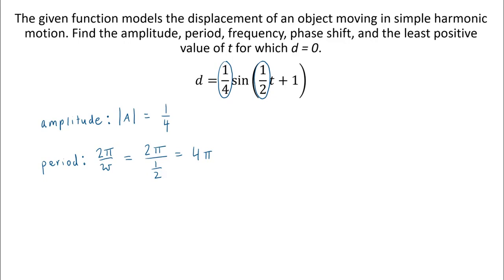So the period is 4 pi, which means it's going to take us 4 pi seconds, or whatever our measurement of time is here, to complete one cycle.